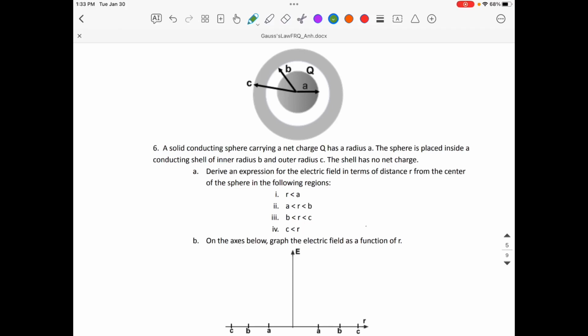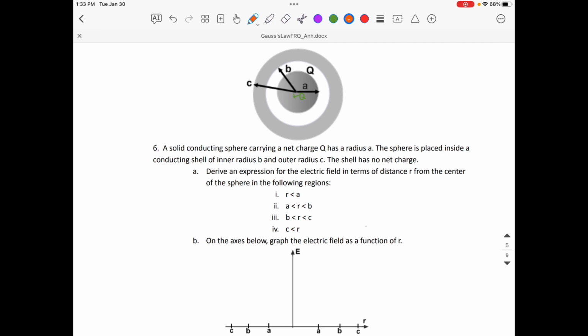For problem number 6, we've got a solid conducting sphere and it carries a charge of positive Q, and the sphere is placed inside a conducting shell and that has no net charge. Derive an expression for the electric field in terms of distance. Let's start with the radius when it is less than the inner sphere.